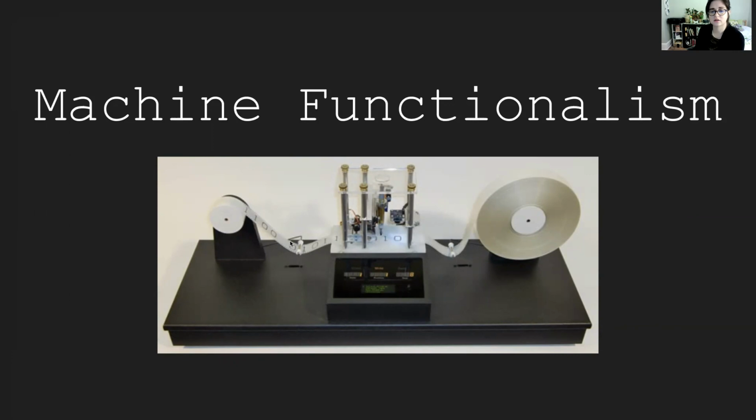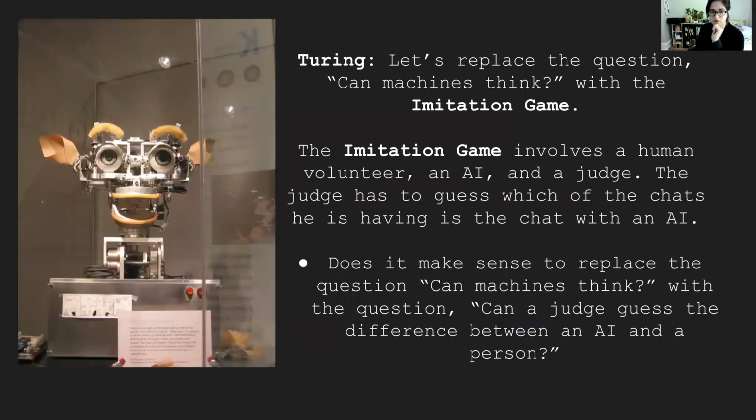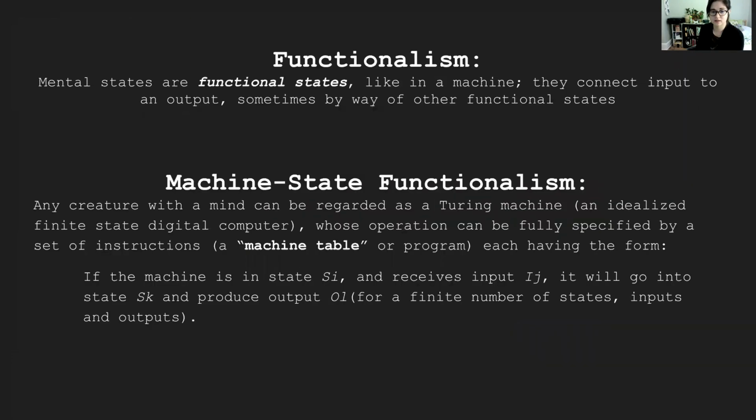And this little machine instantiates a program that can supposedly describe just about any computation that you can do mathematically. And so something that is computable is defined by Turing. And so anything that's computable can be computed by this little Turing machine. So the idea of machine state functionalism is that any creature with a mind can be regarded as a Turing machine or can be specified by a set of instructions that a Turing machine could follow.